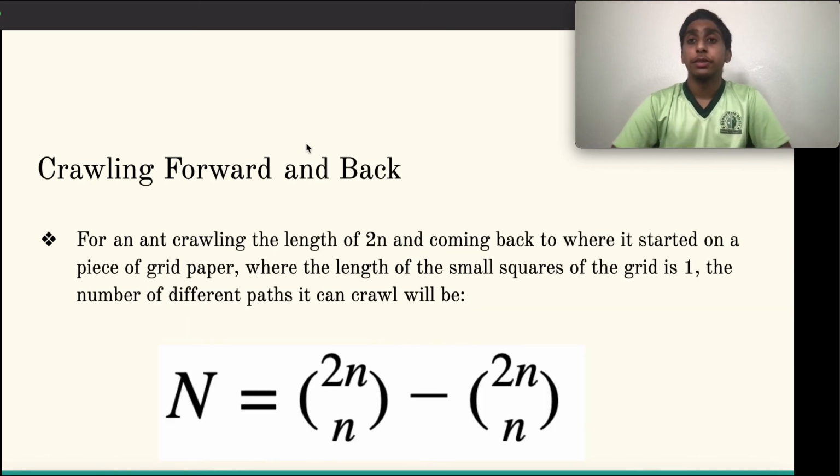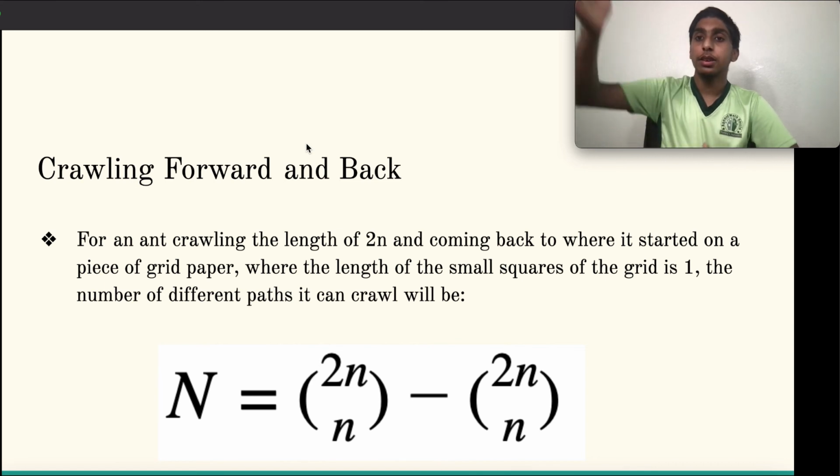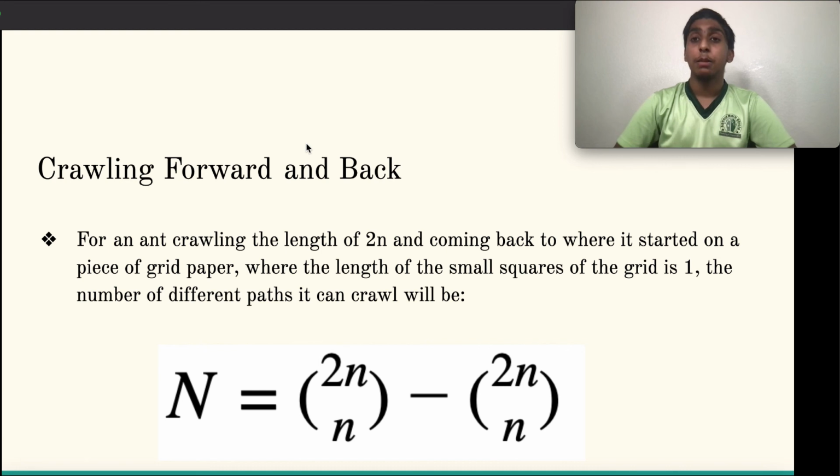Crawling forward and back. This is the last crawling problem, so just hang in there. For an ant crawling the length of 2n and coming back where it started on a piece of grid paper, when the length of the small squares of the grid is 1, the number of different paths it can crawl will be 2n choose n minus 2n choose n. So this is if the bug is going like this up to the corner and it's coming back down along the same path. How many ways can it go to achieve this task?